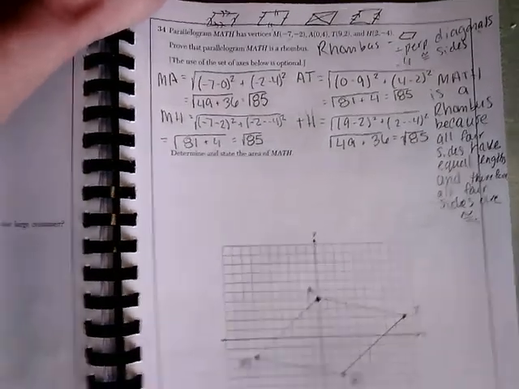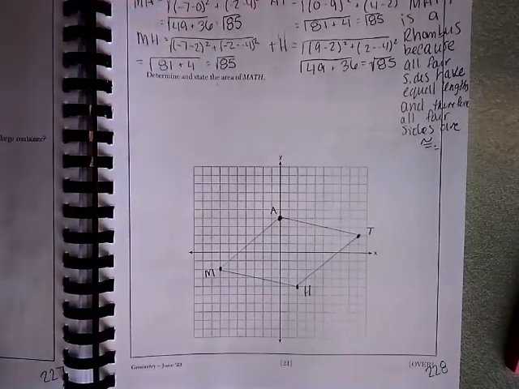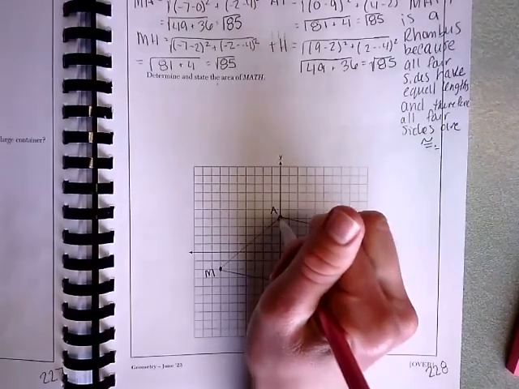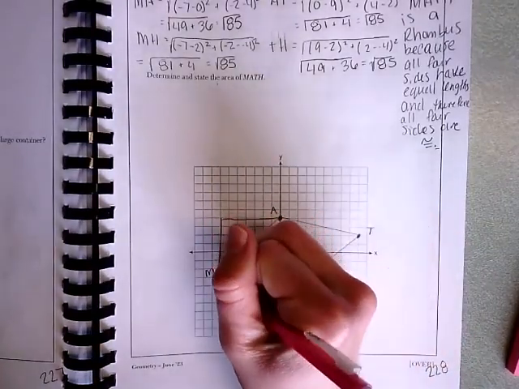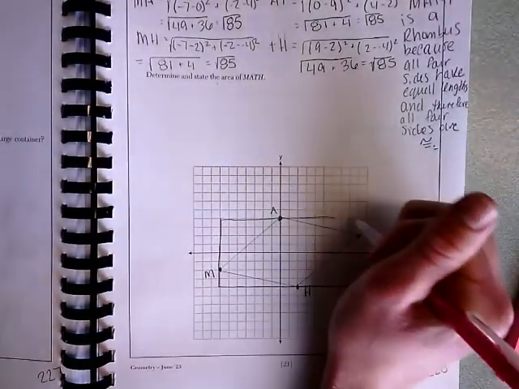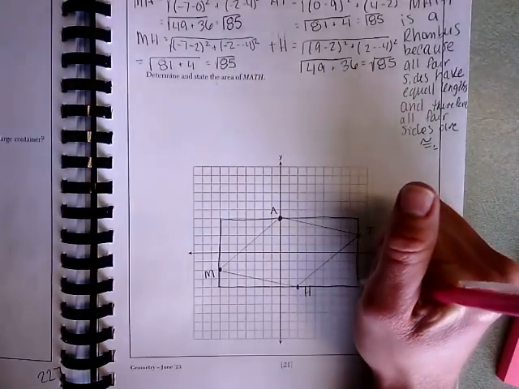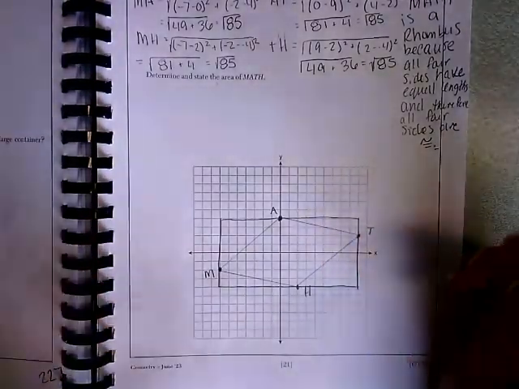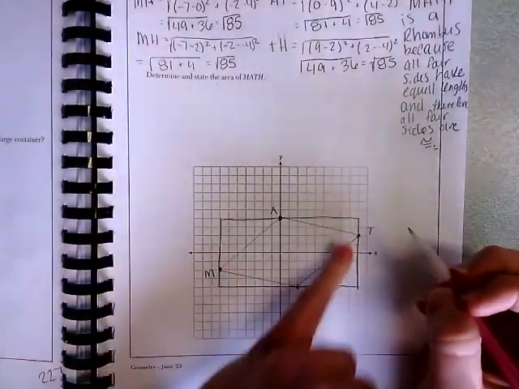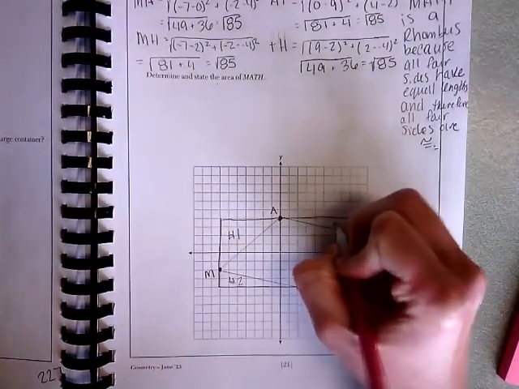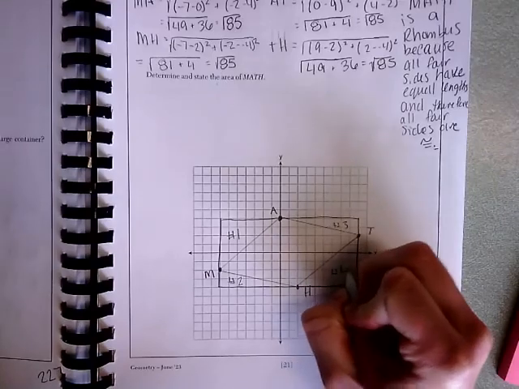Okay. Now let's take a look at the second part of this question. So the second part of this question wants us to state the area of MATH. Now, for this part, we're going to need to do the box method. So what the box method is, we draw a rectangle around this whole thing. Okay. Now, the area of the rhombus is the area of that rectangle minus these four little triangles. So I'm going to call this triangle number 1, triangle number 2, triangle number 3, and triangle number 4.